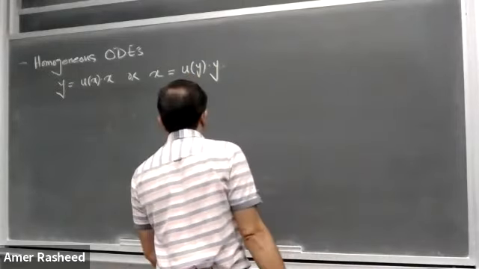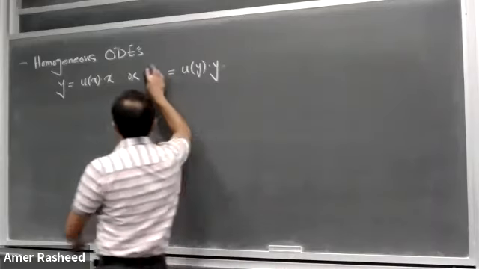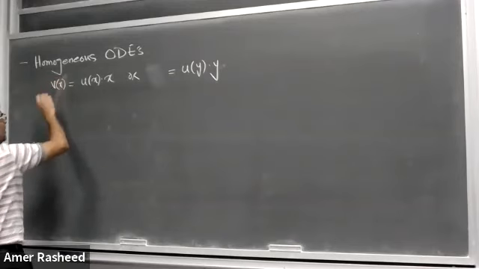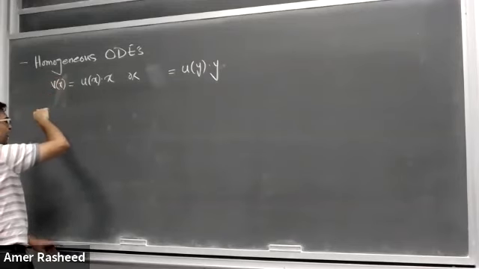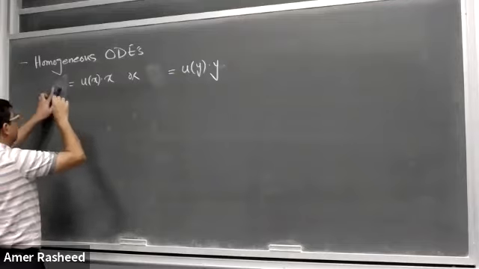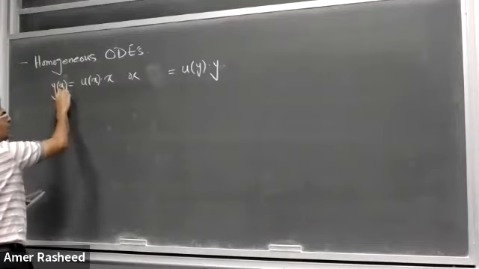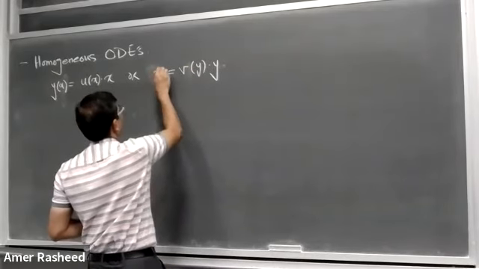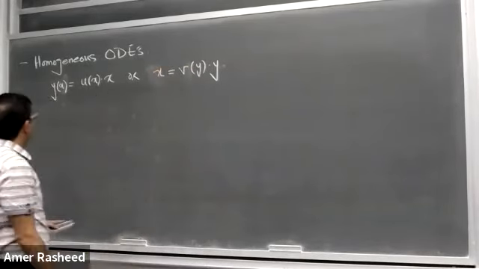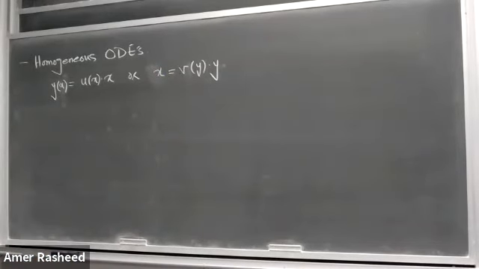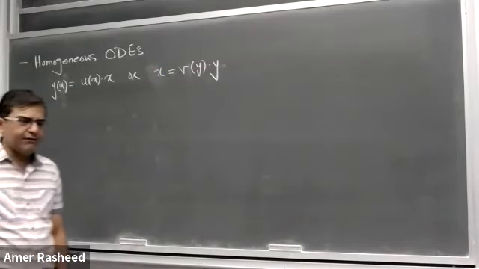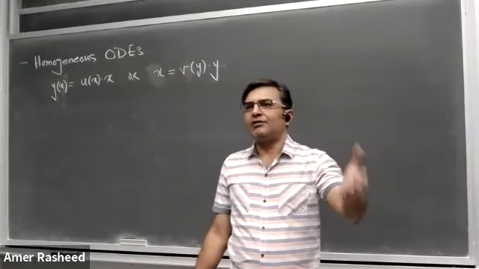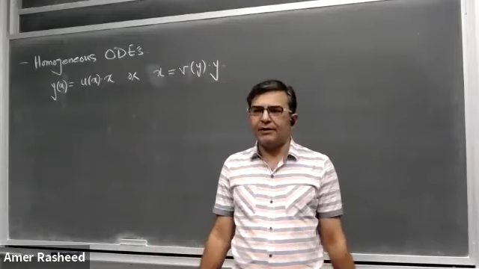Sorry, not this one, v. Here we had v of x, no, y of x. Yes, it was correct. Here it was y of x. It was v of y and it was substitution of x. So we can make one of these two substitutions in homogeneous differential equations in order to transform those equations into separable ODEs.